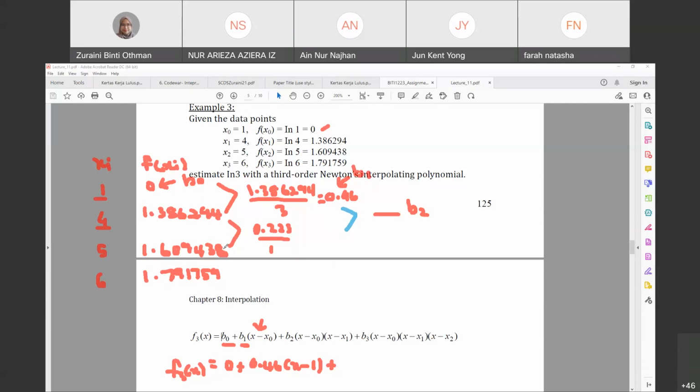Which means the largest one here is 5, and the smallest for x0 is this one. Nampak tak? Okay, for this gradient we use this point, and this is the last point, 5. 5 minus 1, which here is 4.